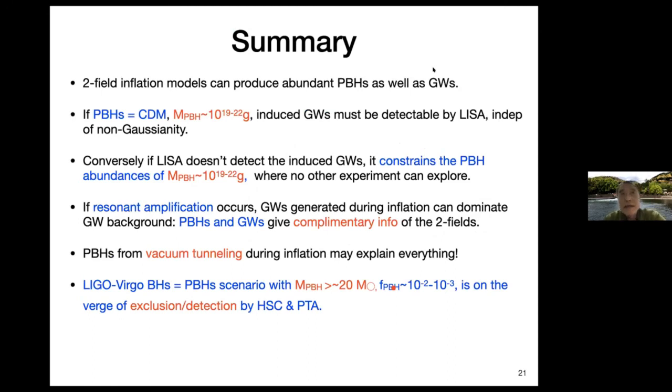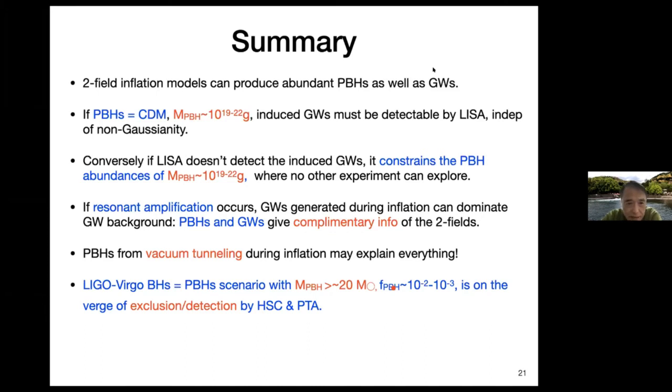So essentially, there are many interesting models which produce primordial black holes, but most simply, if you just introduce one more field, a two-field inflation model can produce abundant primordial black holes, and they can also produce a lot of gravitational waves. And if you assume that the cold dark matter is dominated by primordial black holes with this fairly small mass range, 10 to the 20 gram or so, then induced gravitational waves must be detectable by LISA, independent of non-Gaussianity. Conversely, if within a couple of decades LISA doesn't detect any gravitational background from the early universe, then it constrains primordial black hole abundance severely.